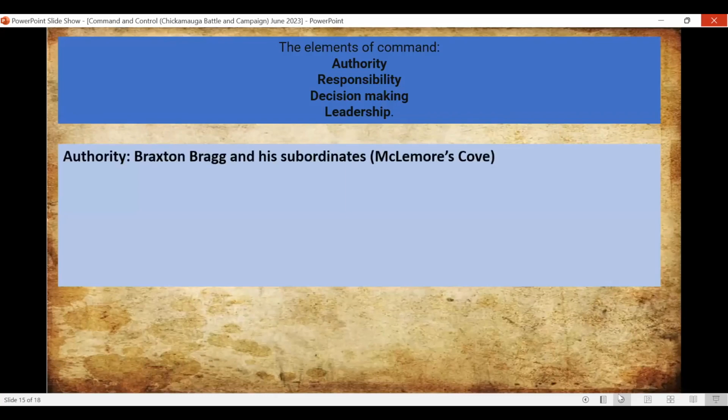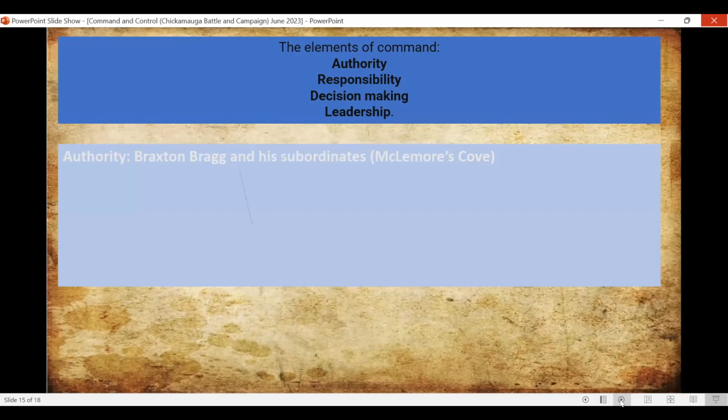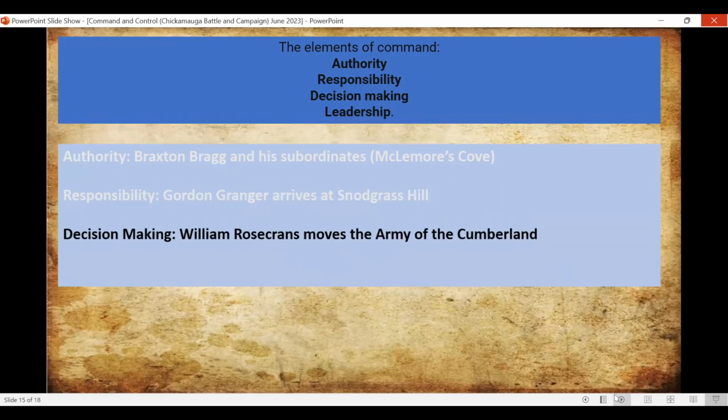And so as we looked at these elements here, folks, Bragg's authority at McLemore's Cove, some of the problems he had with some of his subordinates there and not executing orders. Look at responsibility. I talked about that. Gordon Granger taking responsibility, showing initiative, marching to the sounds of the guns. Decision making. William Rosecrans: "I'm going to move my army to the south of Chattanooga, not to the north." A risk there, perhaps a gamble. Very decisive.